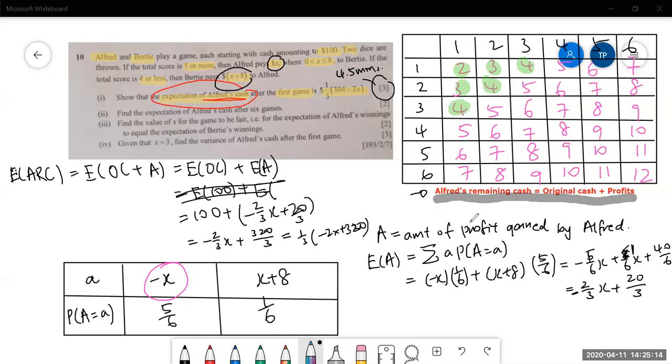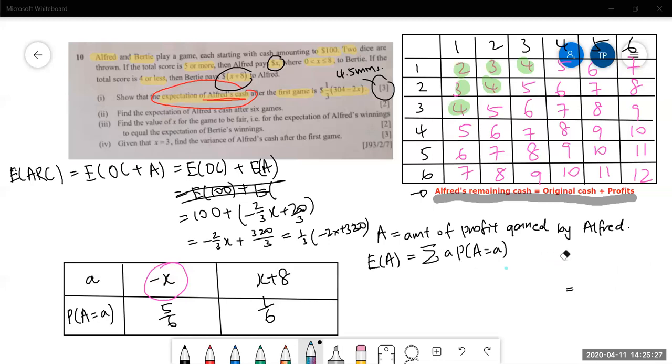Oh, I know why. The mistake is here. Because I changed the values, I should have redone this part. So it's minus x times 5 over 6 plus x plus 8 times 1 over 6, which is equal to minus 5 over 6x plus x over 6 plus 8 over 6, which is 4 over 3.